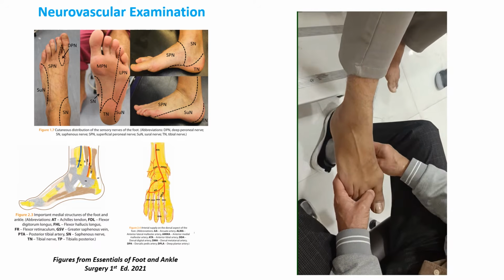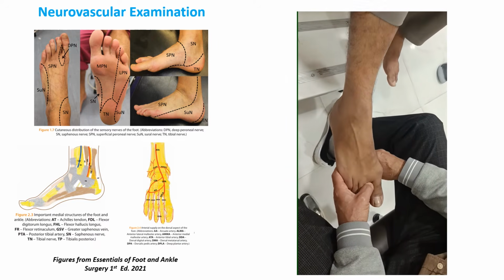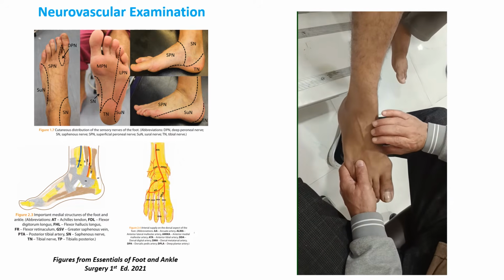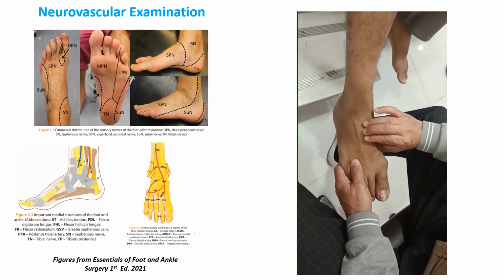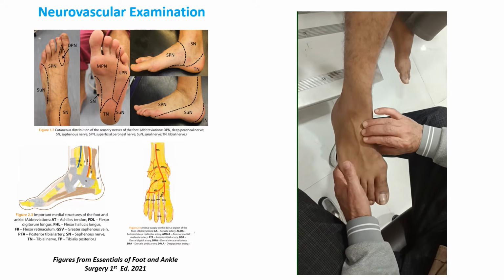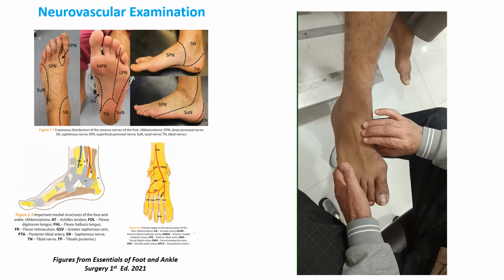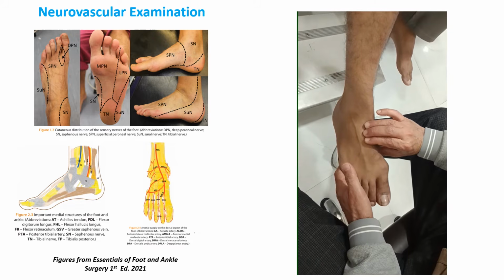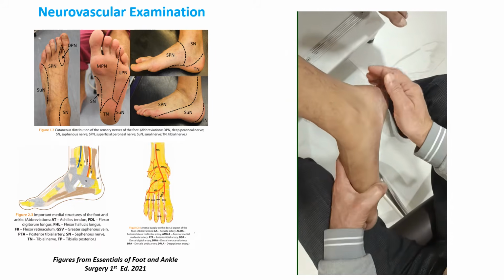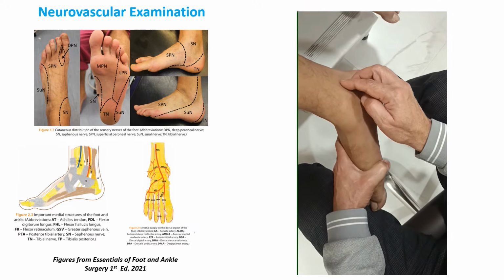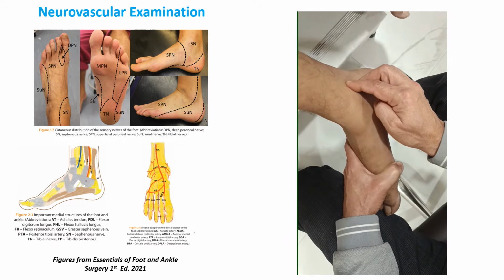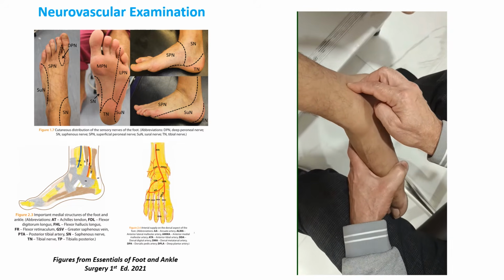None of the examination is complete without neurovascular examination, and the dorsalis pedis is felt on the dorsum of the foot just at the level of the EHL in the midfoot, and you can feel the dorsalis pedis. And the tibialis posterior pulse is felt just posterior to the medial malleolus between the FDL anteriorly and the FHL posteriorly.